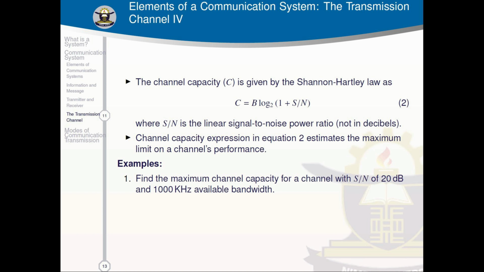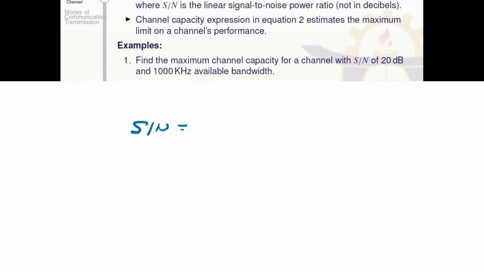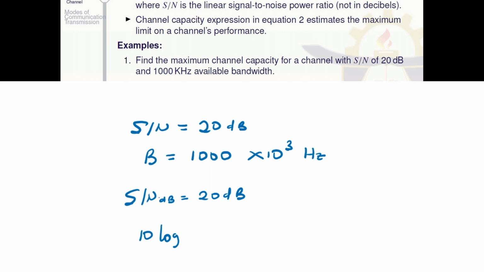There is a sample question here that says, find the maximum channel capacity for a channel with signal to noise power ratio of 20 decibels and 1000 kilohertz available bandwidth. So first we write out our data. We have signal to noise ratio being 20 decibels and bandwidth is 1000 kilohertz. So 1000 times 10 to the power 3 hertz. Okay, and we need to convert the signal to noise ratio from decibels to the original ratio.